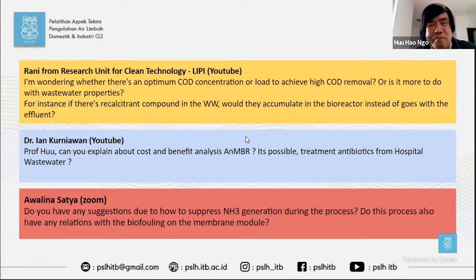Okay. And then, is it possible to treat antibiotics from hospital wastewater? Yes, my answer is 100%. Indeed, we can treat the antibiotic from hospital wastewater, no problem at all, because we did a lot with swine wastewater with a very high concentration of antibiotics. The removal efficiency is very high compared to other bioreactors. So I am very confident that anaerobic MBR can remove the antibiotic from hospital wastewater.